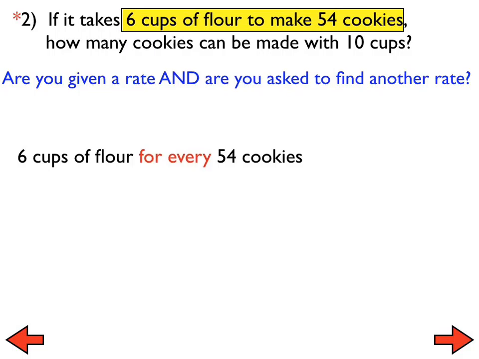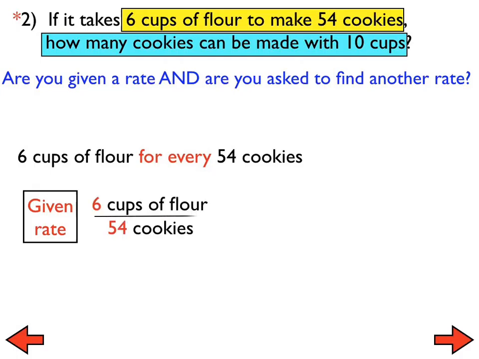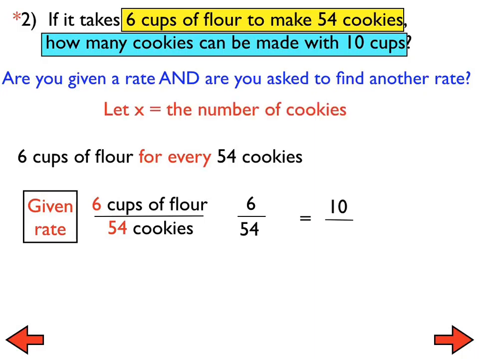So I'm going to set this up with you. 6 cups of flour for every 54 cookies is our given rate. So I'm going to write that as a ratio, 6 over 54. And since I wrote 6 cups on the top, my other ratio in the proportion also needs to have cups on top. So I'm going to write 6 over 54 equals, what do you think? Good, 10 is on top. 10 over x. X being the number of cookies. Go ahead and take about 2 minutes to solve this proportion.